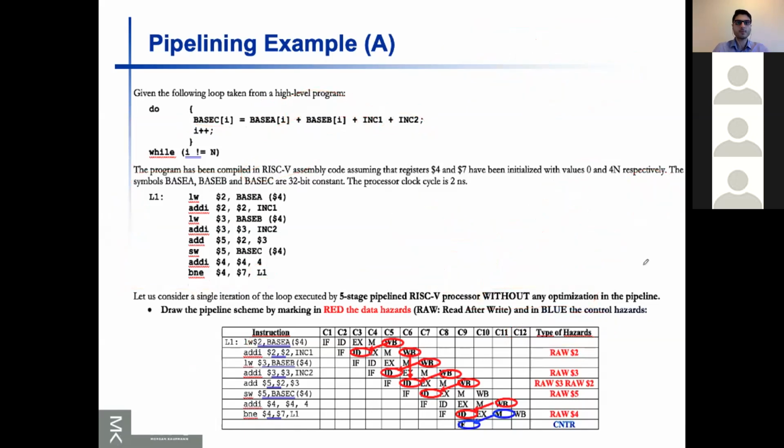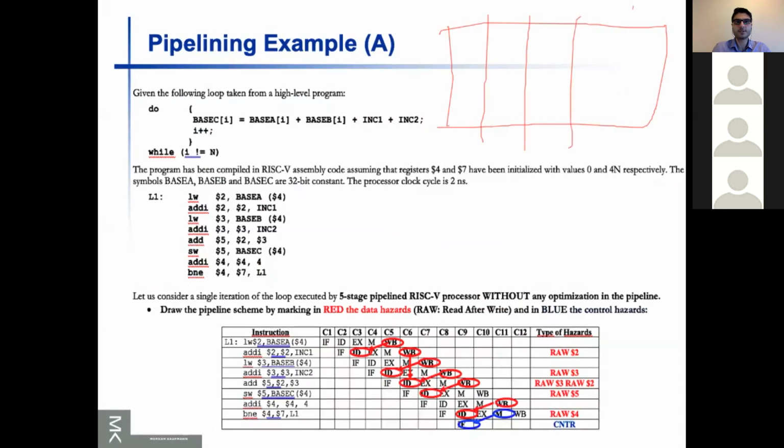So assuming this is your pipeline, right? These are your registers, each of the instructions. So the first instruction is at this point, okay? I'm gonna just write PC 4, okay? Now, because we don't have any forwarding, we have nothing, right?